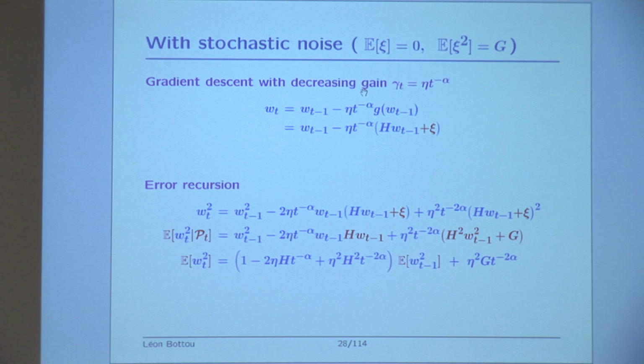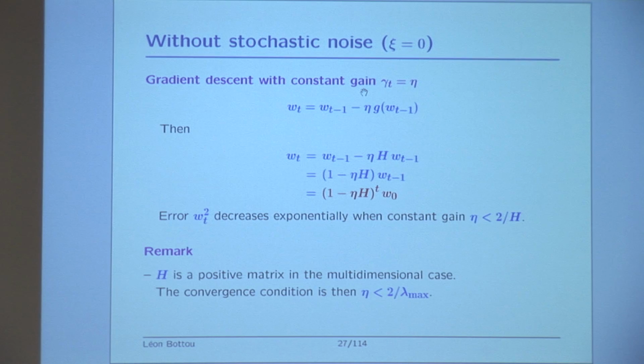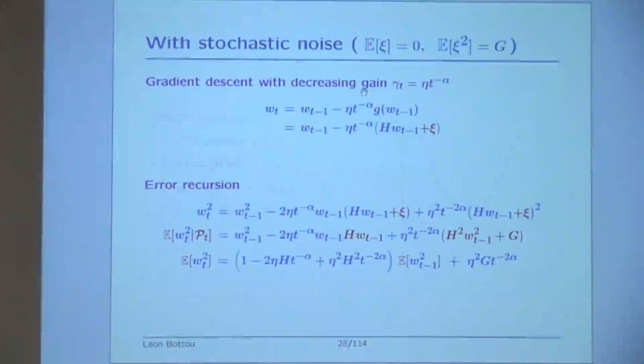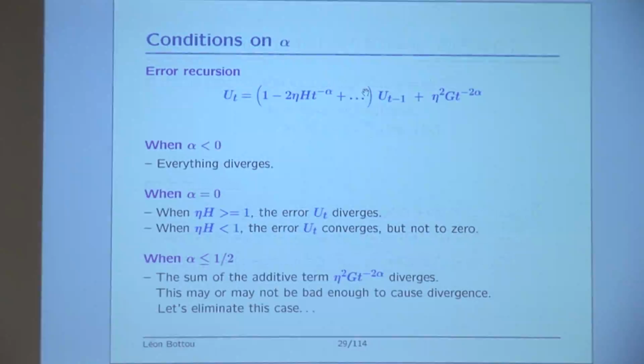And then I take the expectation, period. So I get the expectation of wt squared equal to 1 minus 2 eta h t minus alpha times the expectation of w squared t minus 1, plus an extra term. So if you compare with the previous slide, it's not that different, except that we have this extra term. So how are you going to deal with it? I don't like these slides.